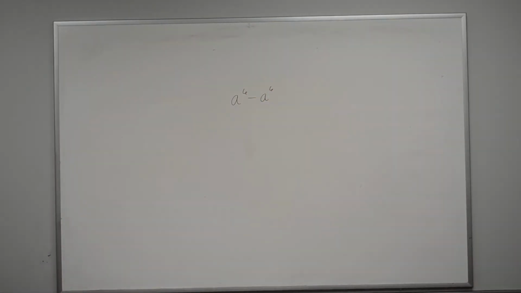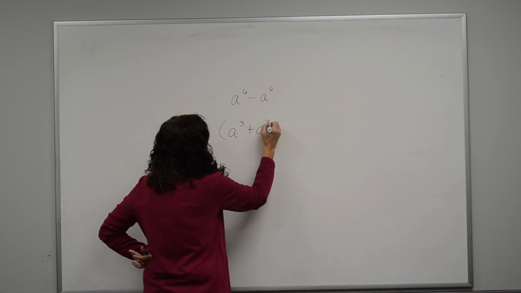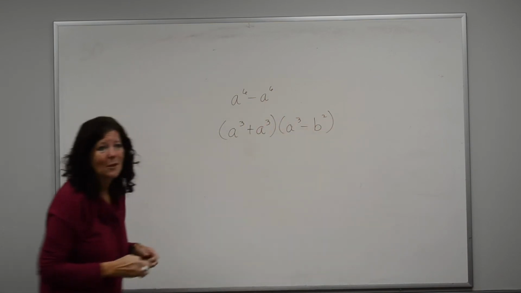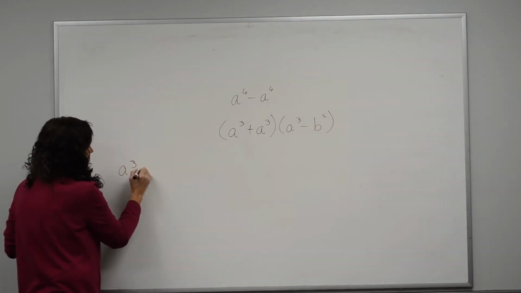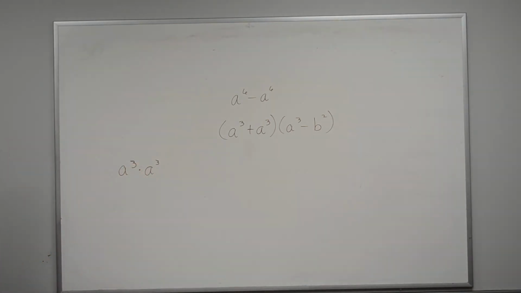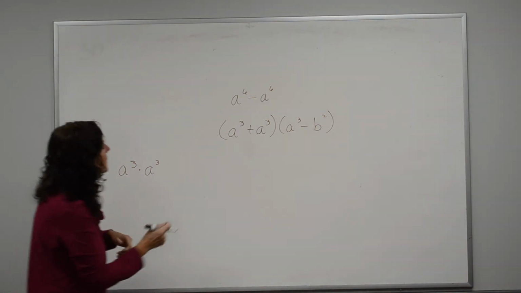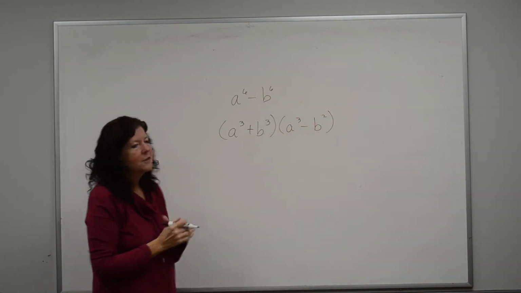Look at this one. What am I going to do there? Any idea? Guys, that factors into a cubed minus b cubed times a cubed plus b cubed, because I can take the square root of both of those. The square root of a to the 6 is a to the 3rd. What's that equal to? A to the 6th. Oh, wait a minute, yeah, this should be a b right here. Sorry, you're right. Okay, now can I factor those more?